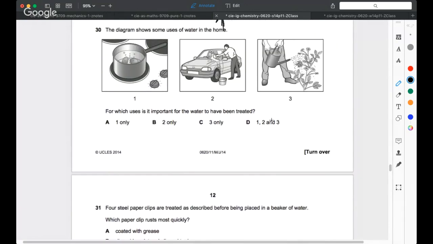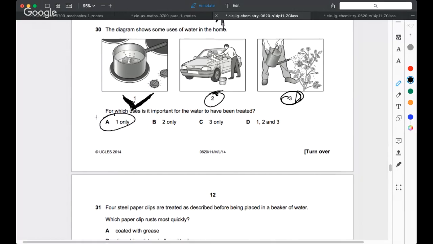Okay, number 30. This is obvious because to wash a car or to water a plant, the water quality is not that important. But here we are boiling an egg, so this is for food consumption. It goes into your mouth, so that is very important. It is very important that the water is filtered and chlorinated, so it does not have germs or bacteria. So A is the right answer.